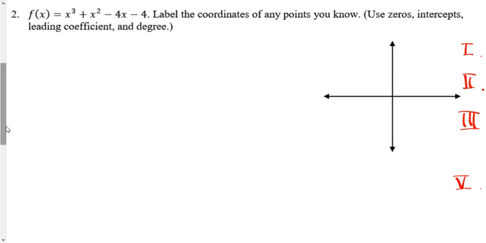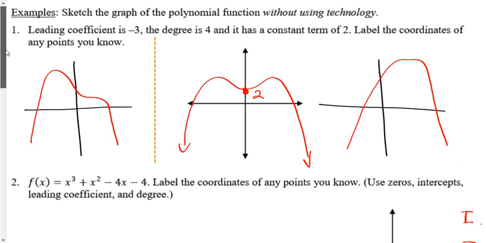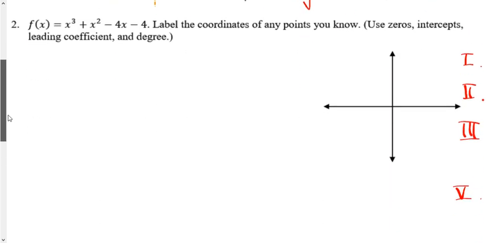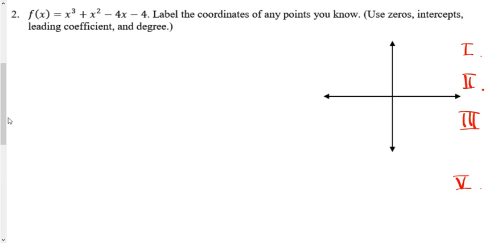Here we have a degree 3 polynomial. We want to sketch the graph. So the instructions at the top here: sketch the graph of the polynomial without using technology. Label coordinates of any point you know. So then a hint: you can use the zeros. How do we find the zeros of this?